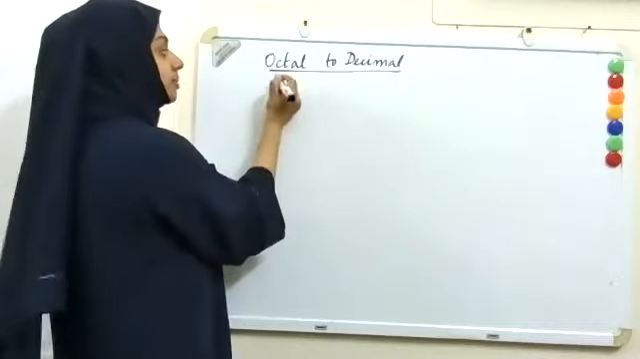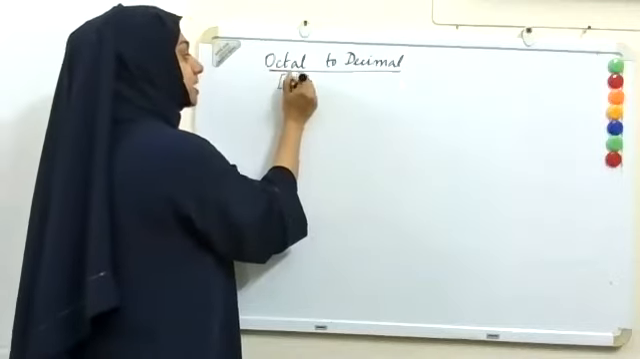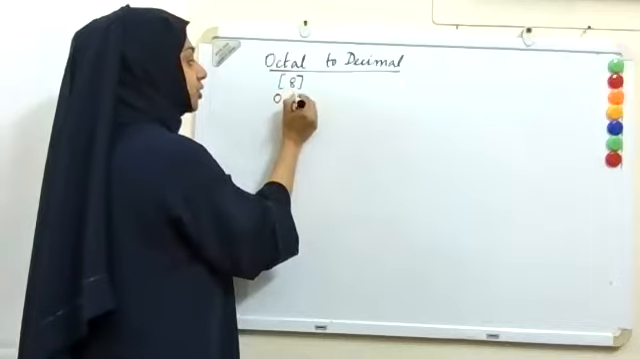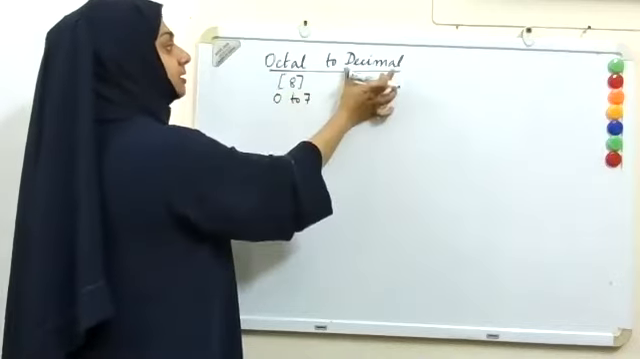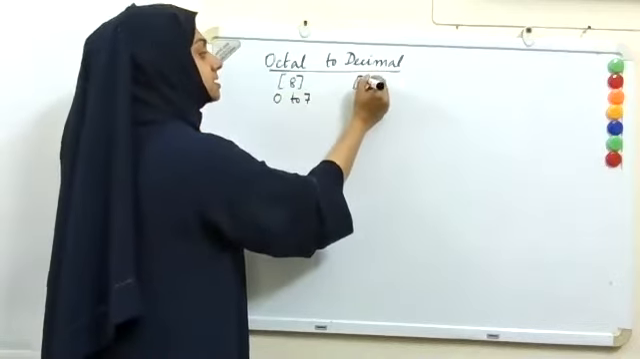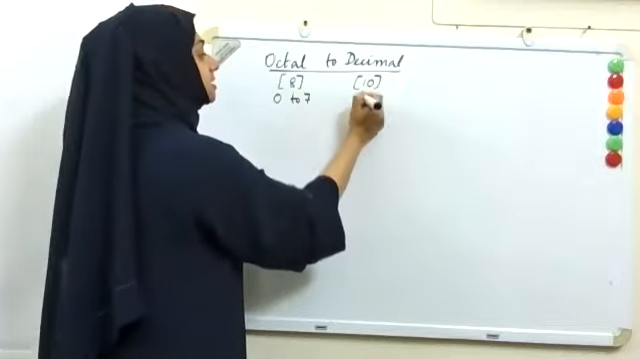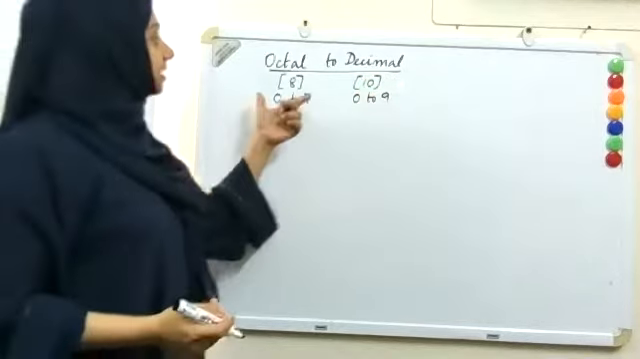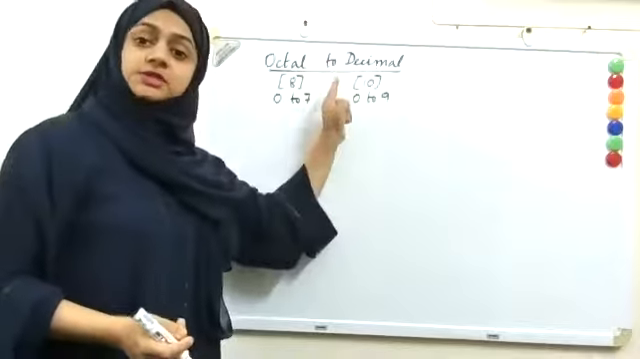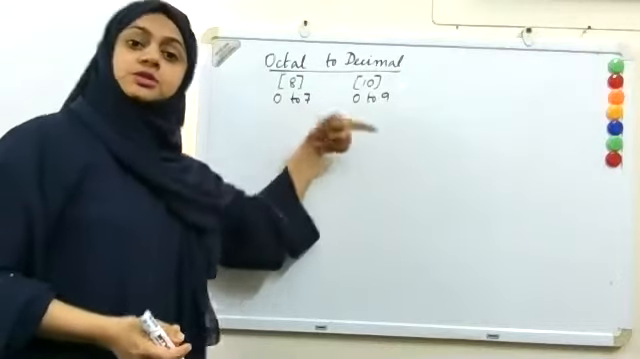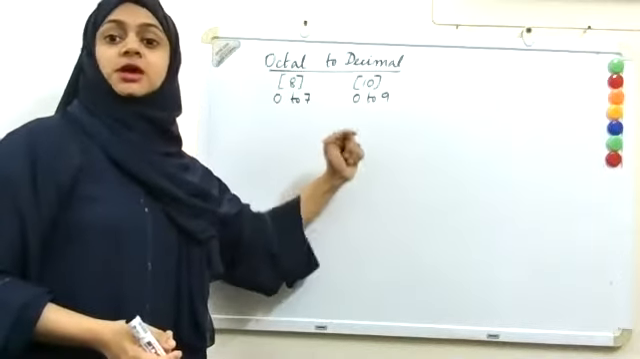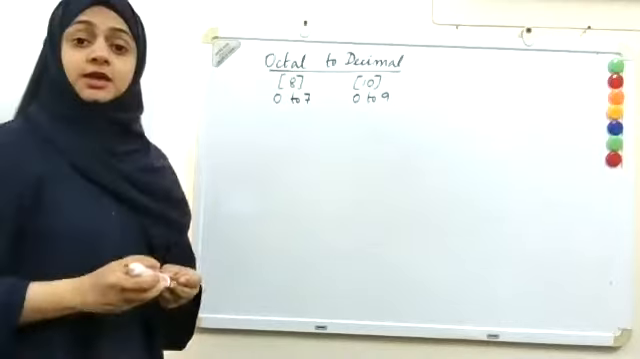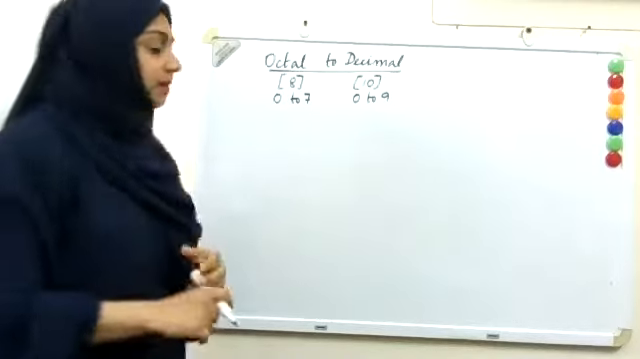So in the octal number system, the base is 8. There are 8 digits starting from 0 to 7. And in the decimal number system, the base is 10 and it has the digits starting from 0 to 9. So these are the two number systems. We will first see how to convert octal to decimal and then we will see how to convert decimal to octal.